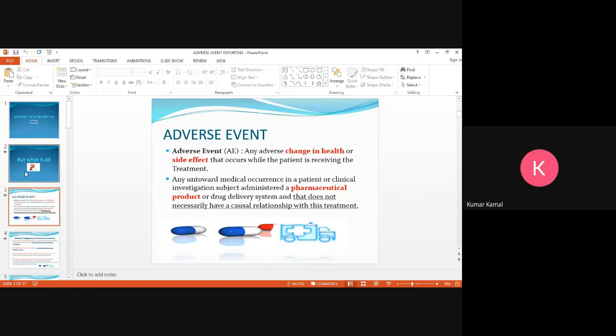Okay. Maybe the event is happening due to some other reason, or due to the subject's underlying medical condition, or due to the medical history. Or maybe simply the patient, for example, reports that they have had vomiting. That could be because of food poisoning, right? So it does not necessarily have a causal relationship with the treatment.